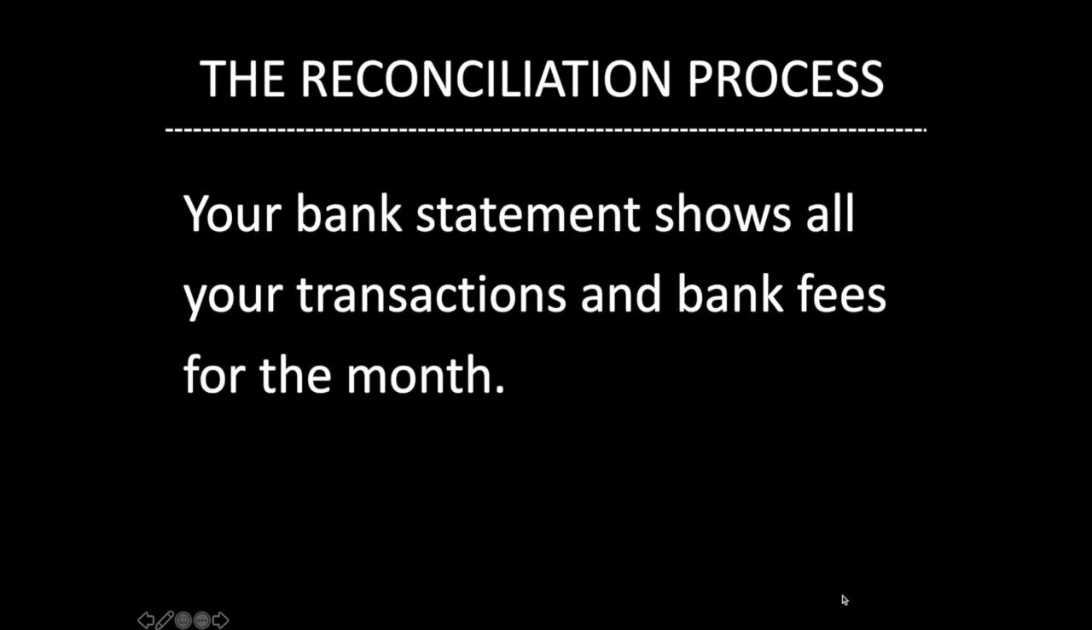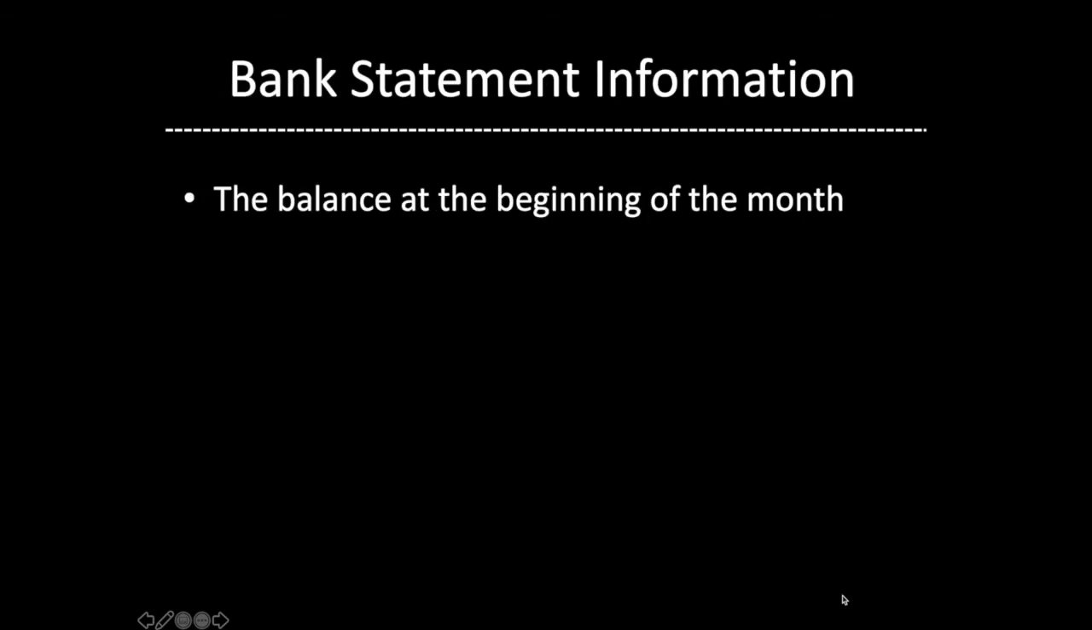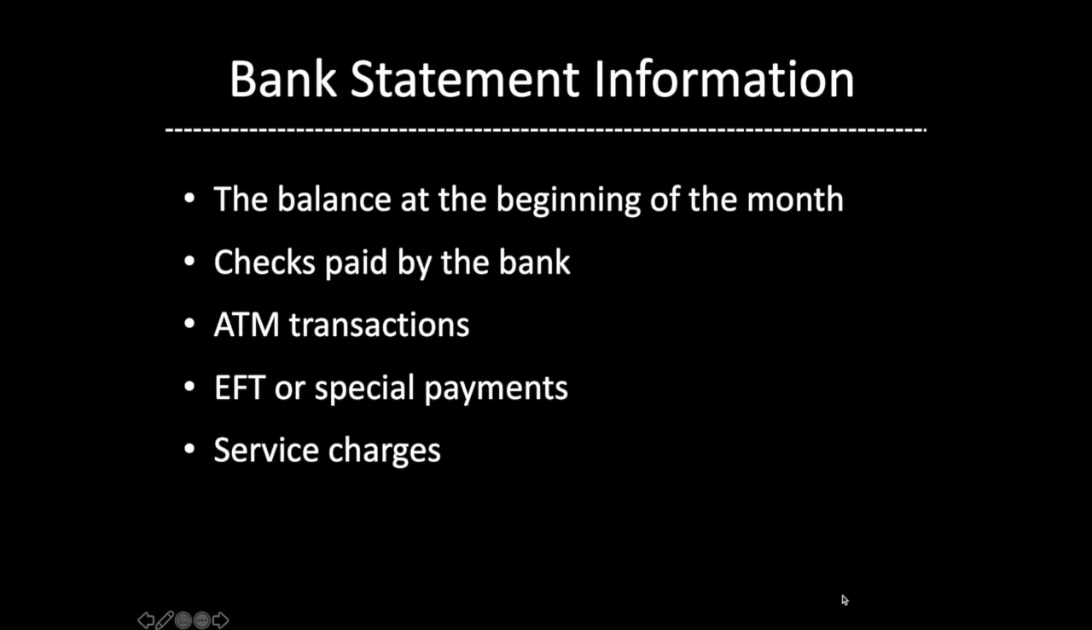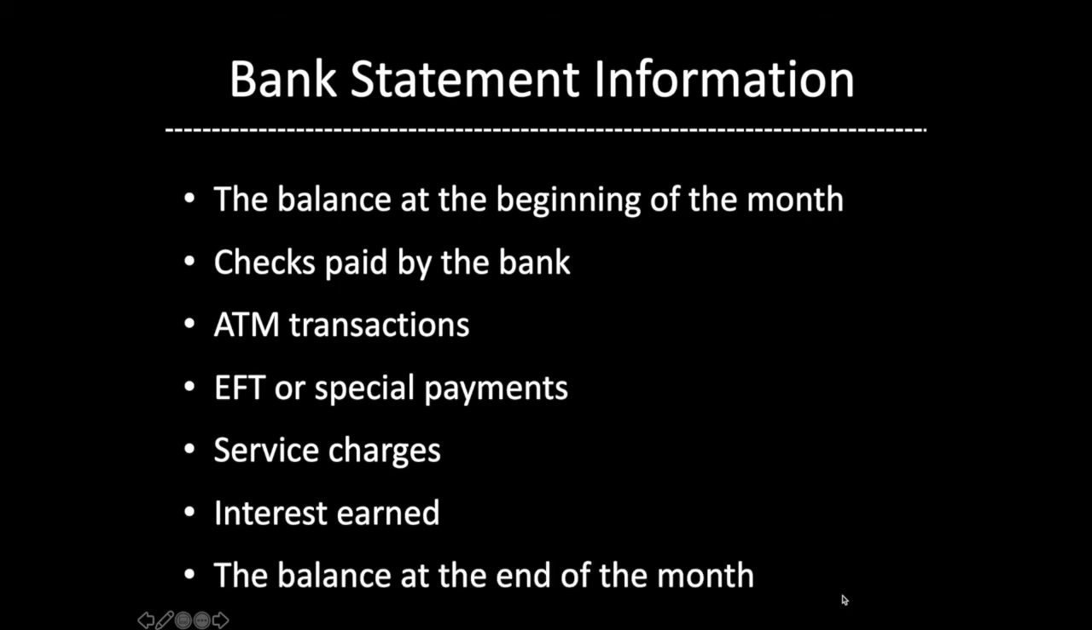Your bank statement shows all of your transactions and bank fees for the month. Some of the things it will show you are the balance at the beginning of the month, all of the checks that you have paid during the month that have returned to the bank, any ATM transactions, EFT or electronic fund transfers, which are special payments that you have set up through your bank, any service charges attached to your checking account, and interest if you had enough money in your account to earn some. The last thing it'll show you is the balance at the end of the month, and this is what we have to double check when we do our reconciliation.